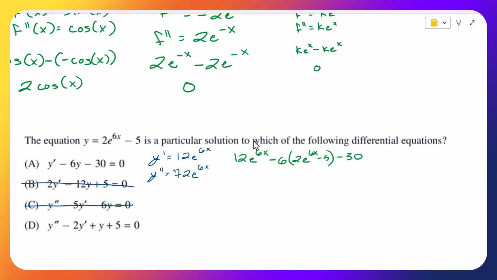expression right here. This is going to be 12 minus 12. That's 0. And we already did the constants go to 0. I already know the constants, so I don't have to worry about that. So this would equal 0. So A is true. Let's check if D is true. And I'll do pink for D. So y double prime, that's 72 e to the 6x minus 2 times 12 e to the 6x plus 2 e to the 6x plus 5 minus 5.